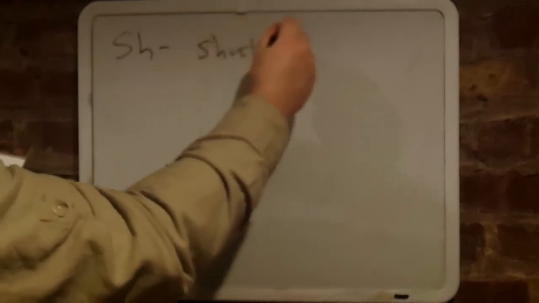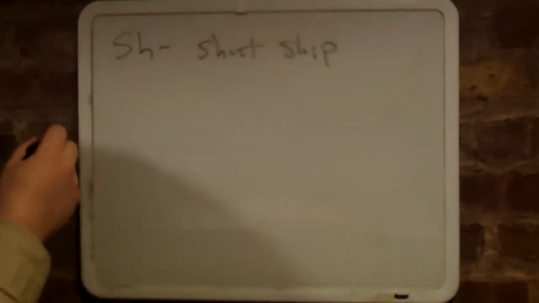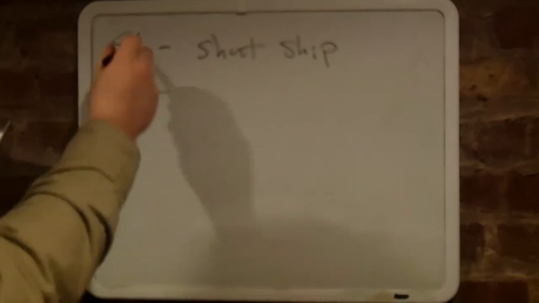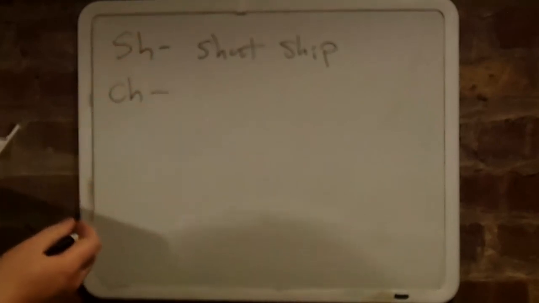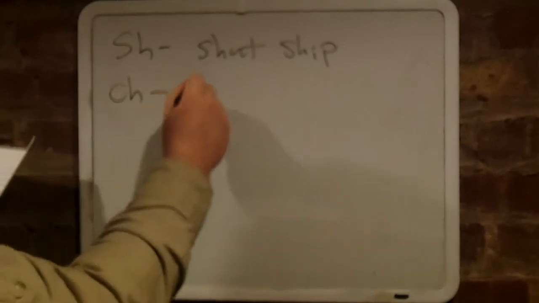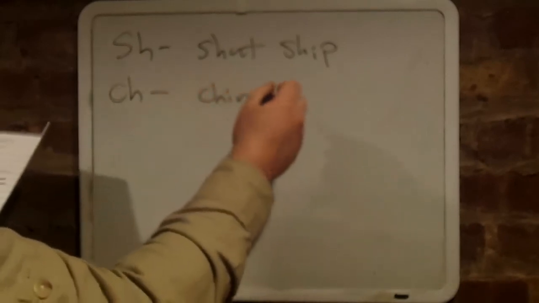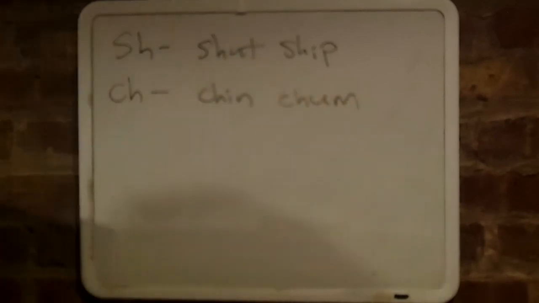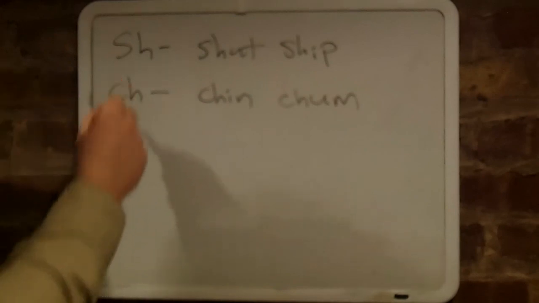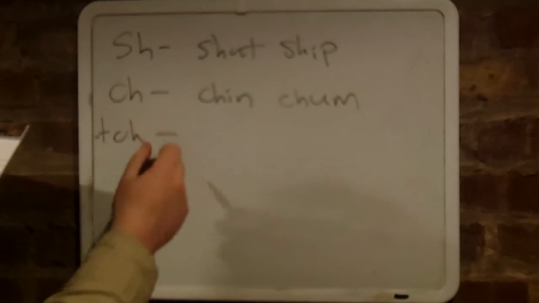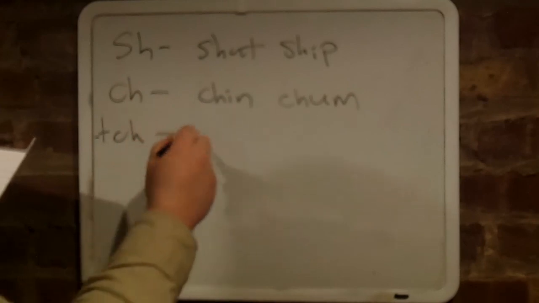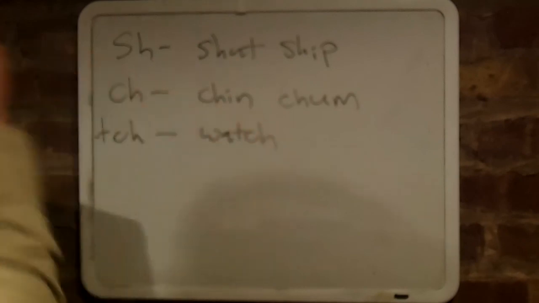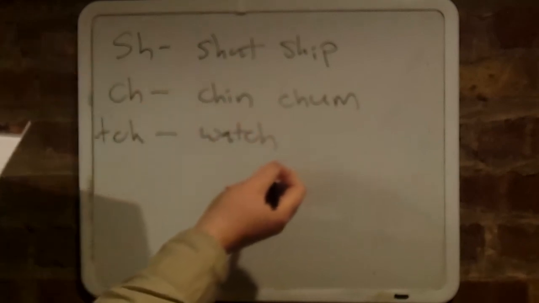We're almost done. SH pretty much always sounds like sh: shut, ship. CH sometimes sounds like sh, particularly if the word is from French. Most of the time, though, it sounds like ch: chin, chum. TCH also always makes the ch sound, so you can see that in words like watch or itch.